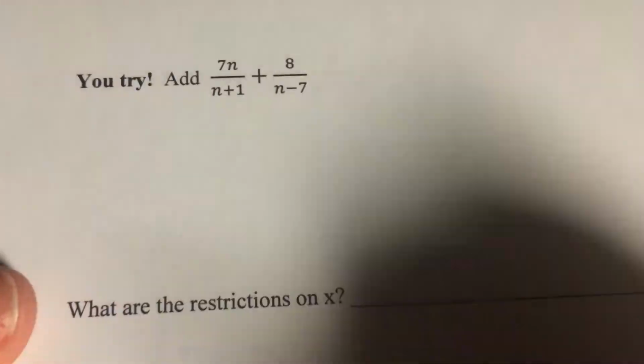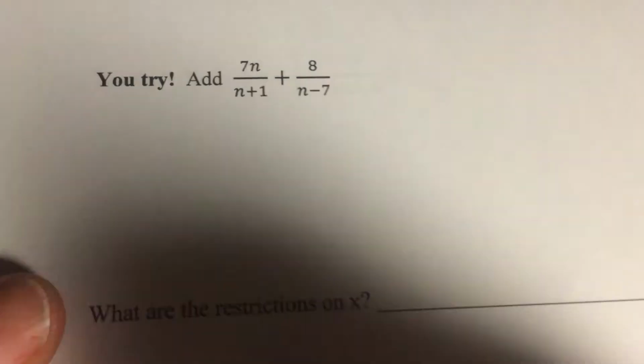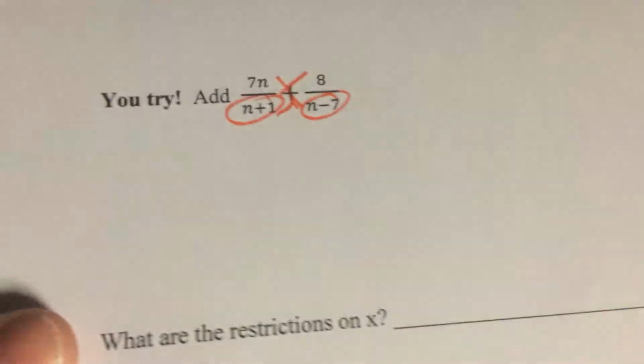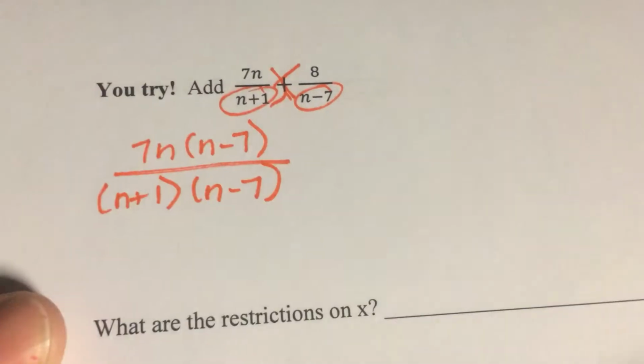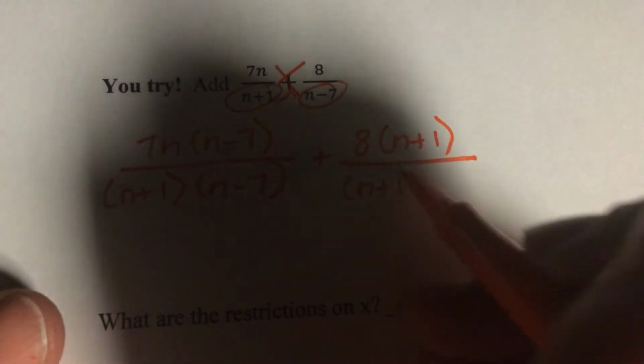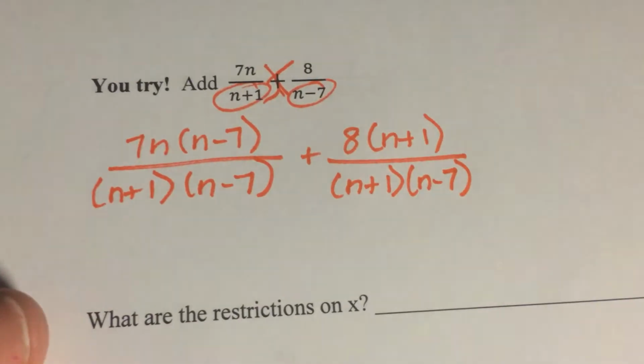So we've got to get our denominators to be the same here also. And of course, the simplest common denominator is just going to be n plus 1 times n minus 7. That's the way to make it the easiest. So I take this and multiply it on the top and the bottom, and this and multiply it by the top and the bottom. So I'm going to get 7n times n minus 7 over n plus 1 times n minus 7, just like that. Plus 8 times n plus 1 over n plus 1 times n minus 7, just like that.